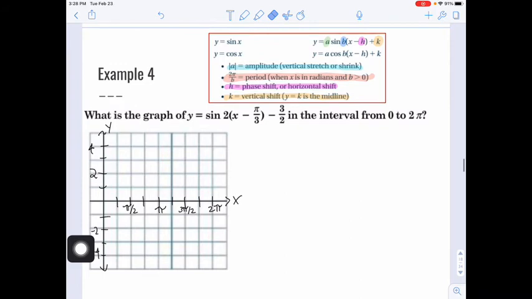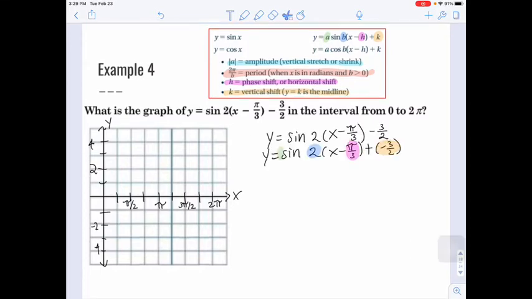Example 4 says, what is the graph of y equals sine of 2 times x minus pi over 3 minus 3 over 2 in the interval from 0 to 2 pi. I've gone ahead and labeled the axes from 0 over to 2 pi, and then I added the information from the box on the previous slide above. Since we have y equals sine of 2 times x minus pi over 3 minus 3 over 2, we can rewrite this as y equals sine of 2 times x minus pi over 3 plus negative 3 over 2.